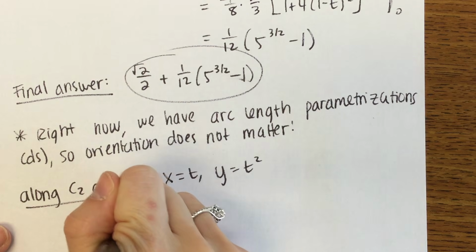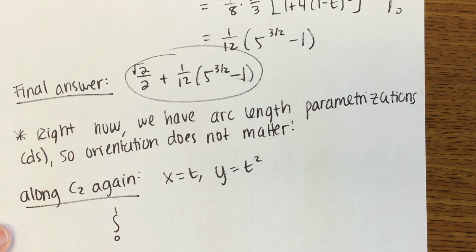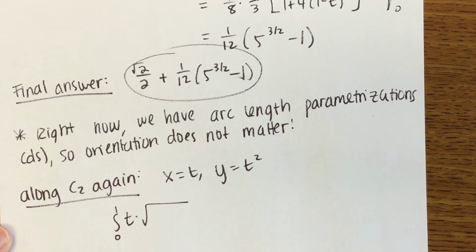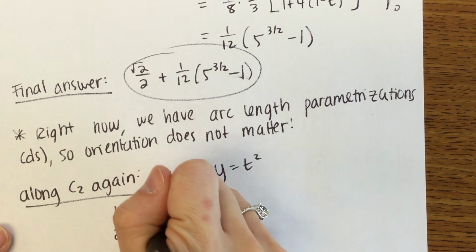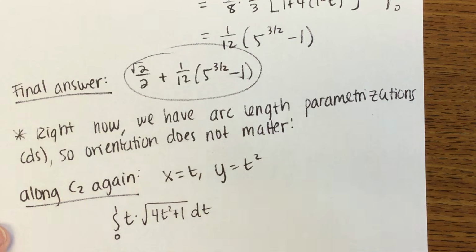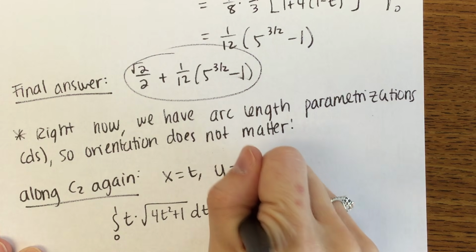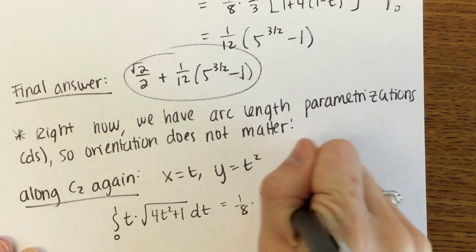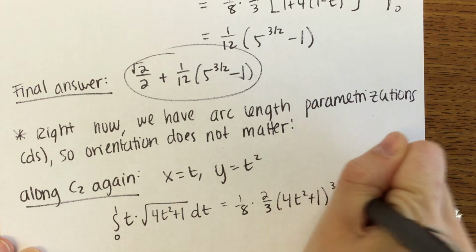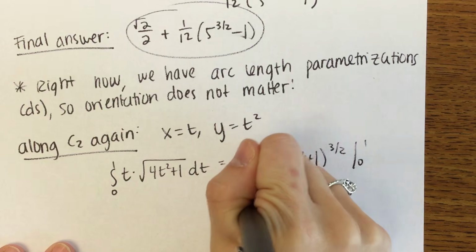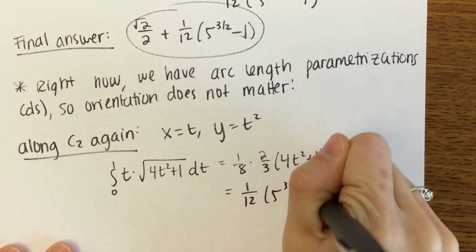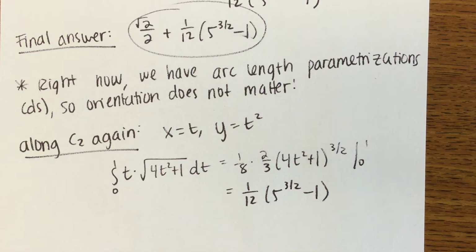So in this case, we have the integral from 0 to 1 of x times the square root of dx dt squared plus dy dt squared, which ends up being 4t squared plus 1. If we integrate, we get 1/8, we get 2/3, we get 4t squared plus 1 to the power 3 over 2, being evaluated from 0 to 1. Which, if you trust me, it ends up being 1/12, 5 to the power 3 over 2 minus 1. So it ends up being exactly the same as what we got before.